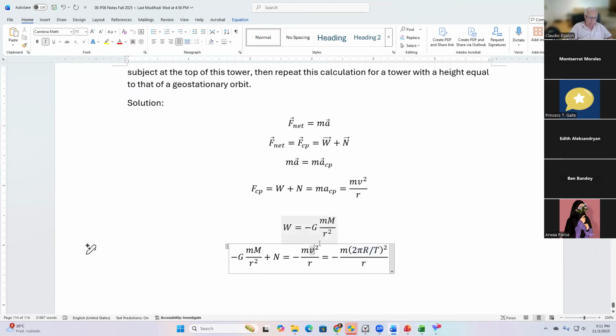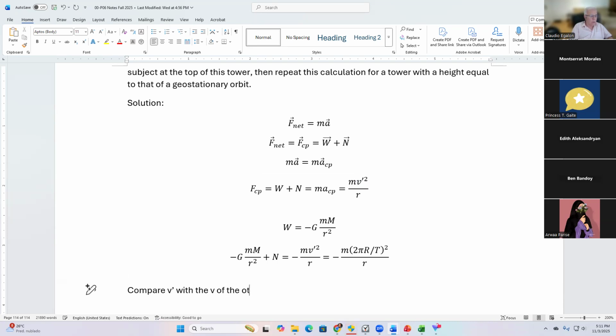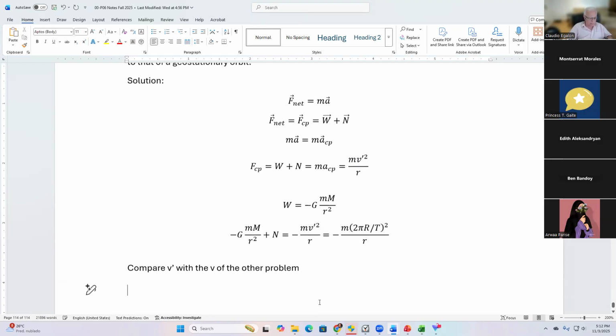I'm going to even name that V prime, so I can emphasize that this velocity is going to be different from the other velocity. Compare V prime with the other V, with the V of the other problem, right? The other problem. Here you go. V prime. Let me copy that. I'm going to put them not side by side, but one below the other. V prime.